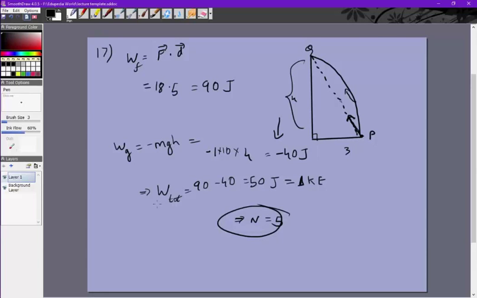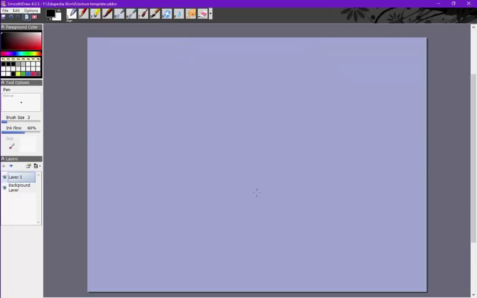Let's move on. Actually, I'm noticing that it's not really given that it starts from rest. I guess you have to assume that. Yeah, you have to assume that it starts from rest at P. It should be given in the question. Let's move on to question 18.